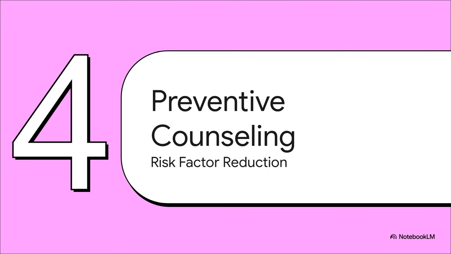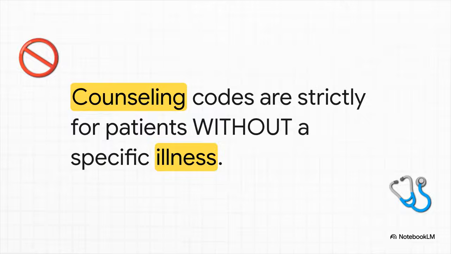Finally, let's wrap up with Section 4, Preventative Counseling and Risk Factor Reduction. Okay, golden rule time. This is a strict constraint coming straight from the CPT guidelines. These specific preventative counseling codes are strictly for patients who do not yet have an established illness related to whatever it is you're counseling them on, right? If they already have the disease, well, you're treating the disease, and that just falls under a standard E&M visit. These codes are specifically for preventing an illness before it even happens.